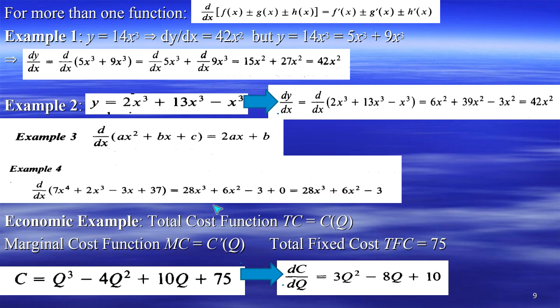So the polynomials are easy to differentiate, to take derivative. An economic example is this one, the total cost function. The total cost function is the total cost of making something, of producing or of selling something, and it is shown by TC or C of Q. It is a function of the quantity produced of this good or this service.